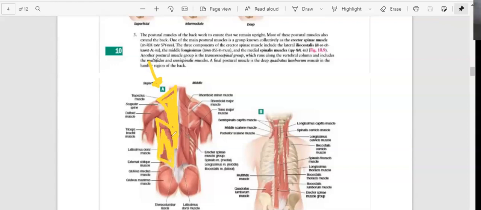So your back is basically covered by two main muscles. This one right here is the trapezius, and this one right here is going to be the latissimus dorsi.